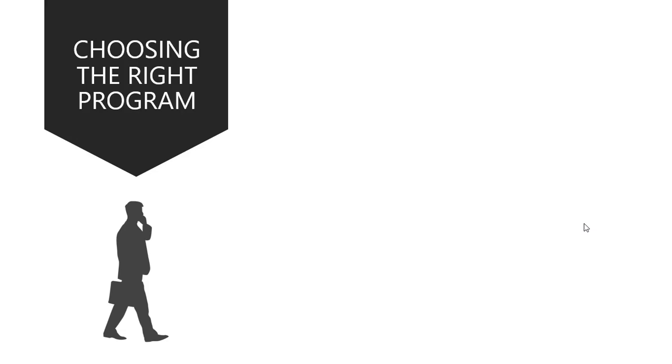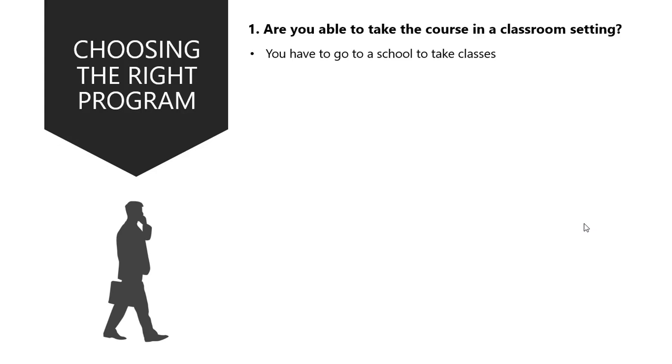So the first question is, are you able to take the course in a classroom setting? Because students can also opt for online programs to complete their education. So you need to first take a look at the advantages and also the drawbacks of taking a live course in a classroom setting. So if you choose the pre-licensing course, you have to go to classes to complete your education hours, depending on which state you're taking your real estate education in.